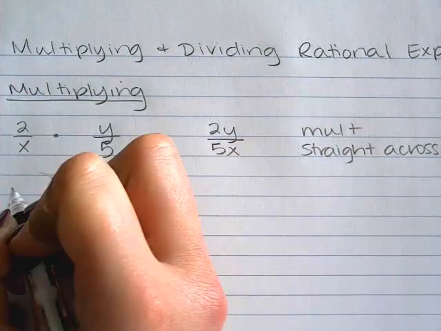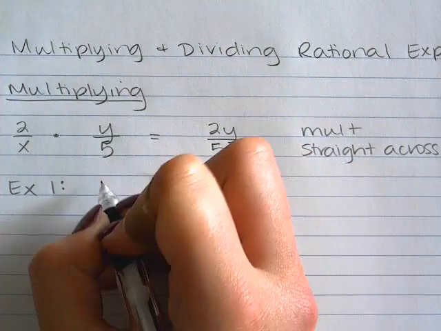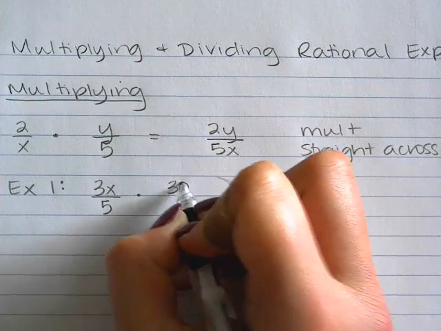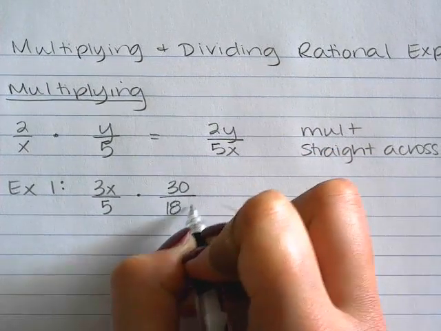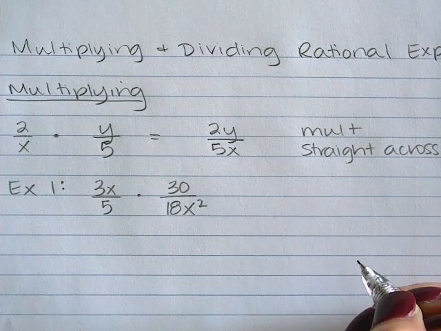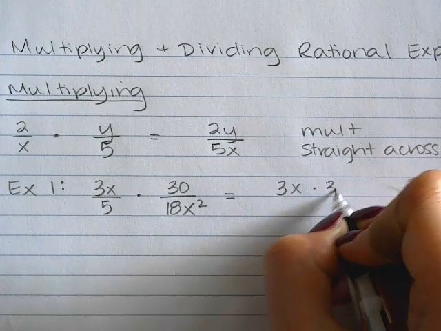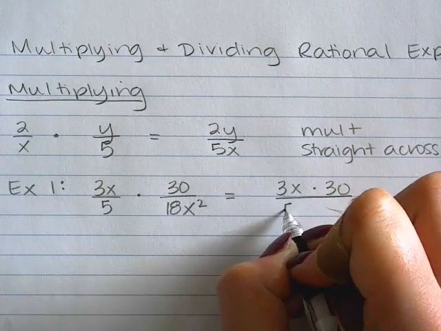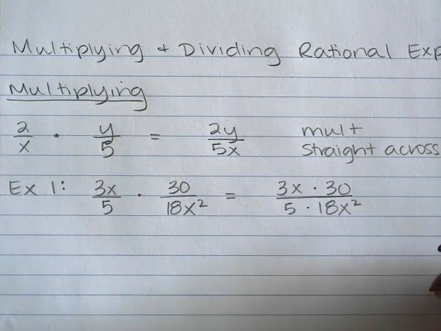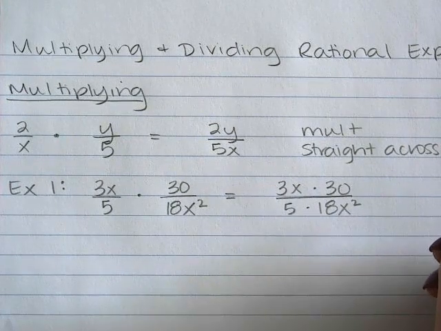All right, so here are a couple of examples. Example 1, we're going to go ahead and do 3x divided by 5 times 30 divided by 18x squared. Since we are multiplying straight across, we're basically going to end up with 3x times 30 over 5 times 18x squared. And you can multiply that. You can say 3x times 30 is 90x, and 5 times 18 is whatever that ends up being.